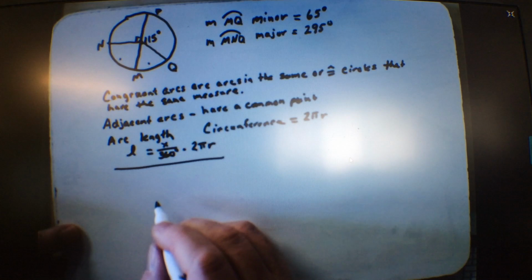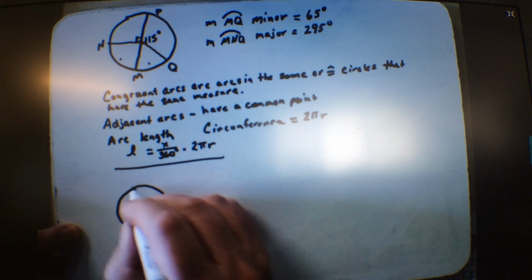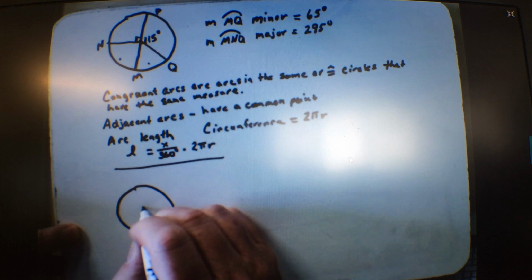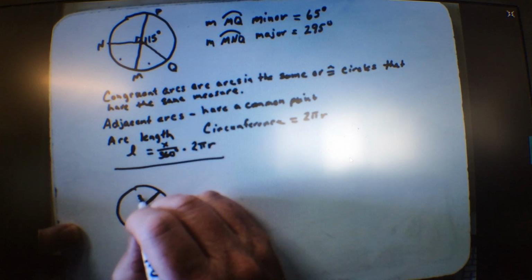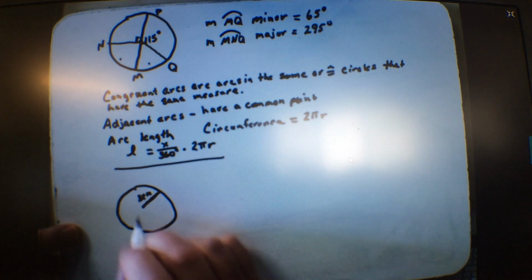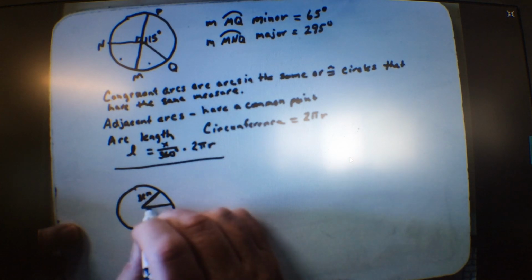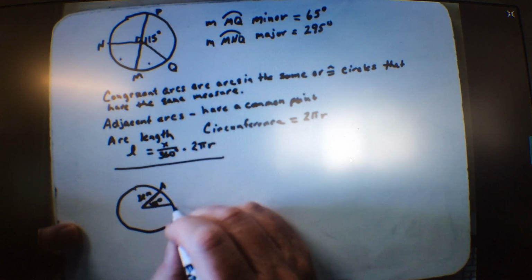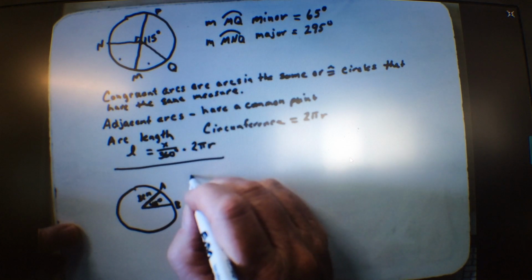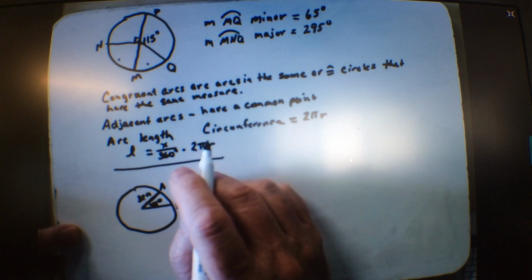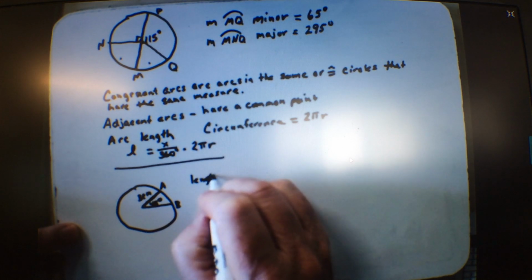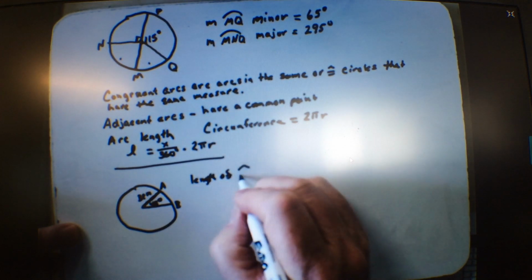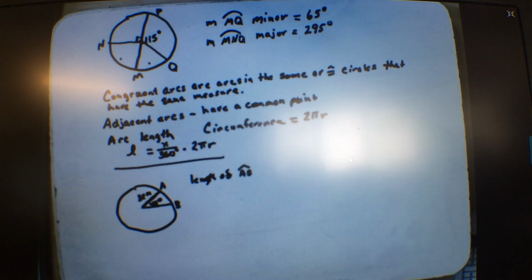Let me give you an example. Let's say that I had a circle and its radius was 3 centimeters, okay? And this angle right here was 45 degrees. Can you read that? 45 degrees? And this is AB. So to find the length of AB, now that's different than the angle measure. The angle measure of AB is 45 degrees, correct? But I want to know the actual length of it.